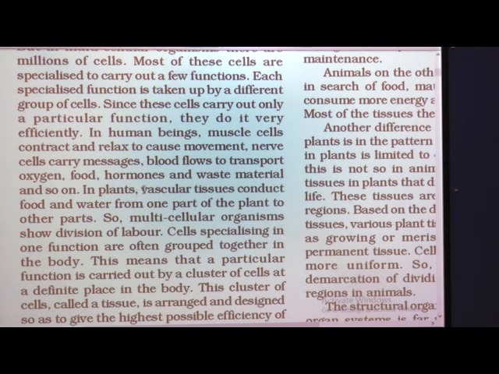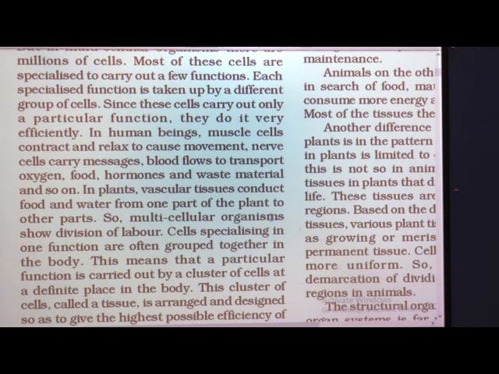Now, we will talk about plants. In plants, there are vascular tissues that conduct food and water from one part to another part. Which are those? Mainly xylem and phloem. So, what is the function of xylem? It carries water. Along with water, it carries the dissolved salts which are there in the water. And the second vascular tissue is phloem. Phloem carries food. So, these vascular tissues carry water and food to different parts.